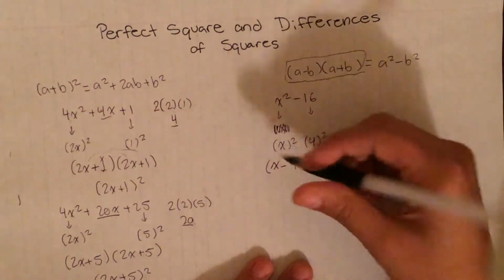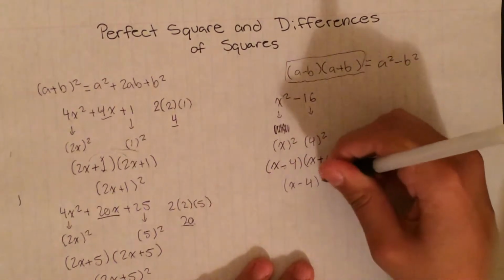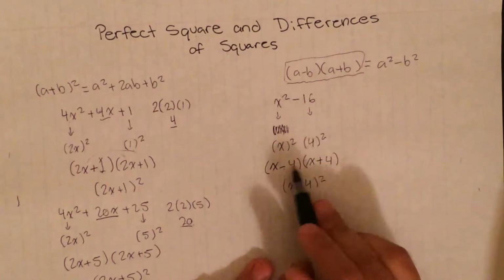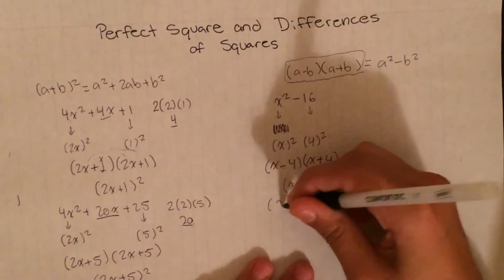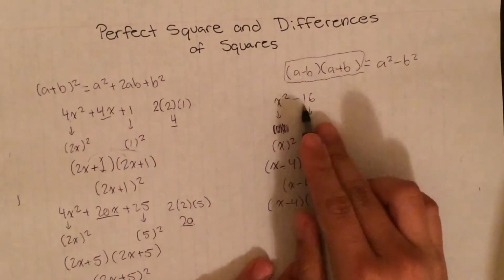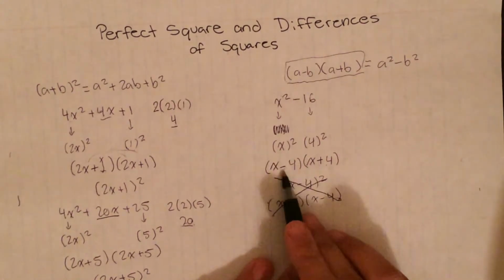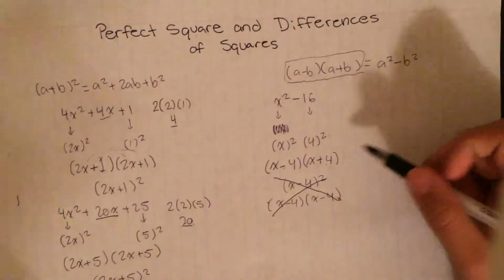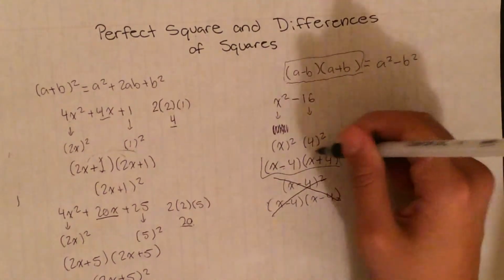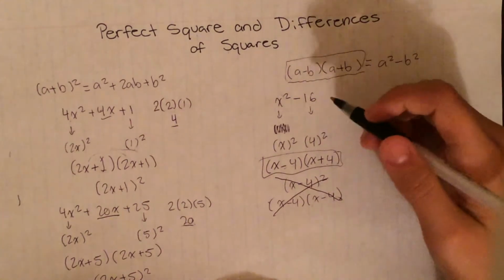We can't do x plus 4 squared or something like that, because then these are not the same. And if you do that and you expand it, it's going to be x minus 4, x minus 4, which doesn't give you negative 16. So this is wrong. You have to keep it like this because you need these two to equal negative 16. So basically this is how your answer will come out. And that's actually how you do differences of squares.